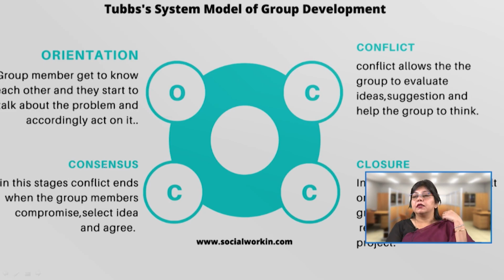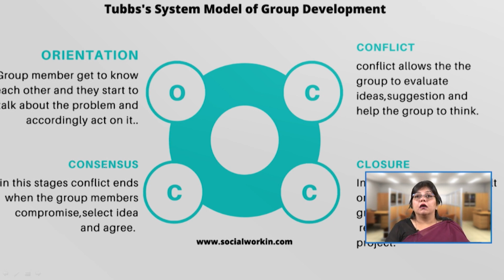Now, once the system has been established, Tubbs has identified 4 stages of group development. First is orientation, which we can also relate with Tuckman and Jensen's model. In orientation, group members get to know each other and they start to talk about the problems and act accordingly on them. This is the first stage, based on input, output and throughput.